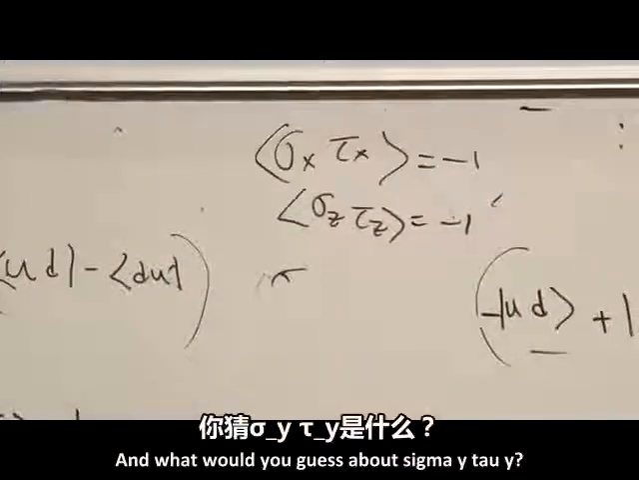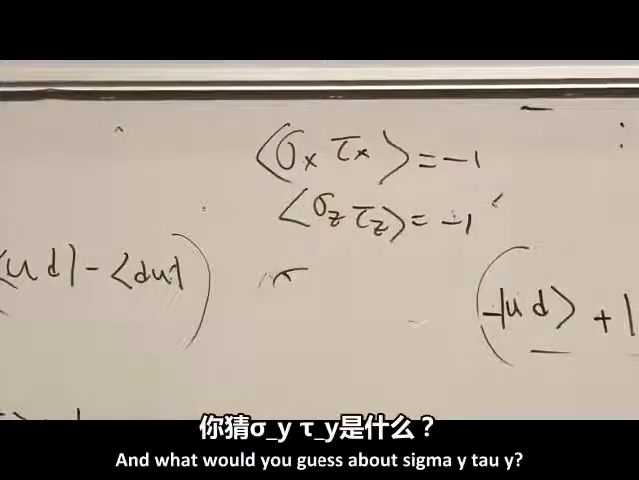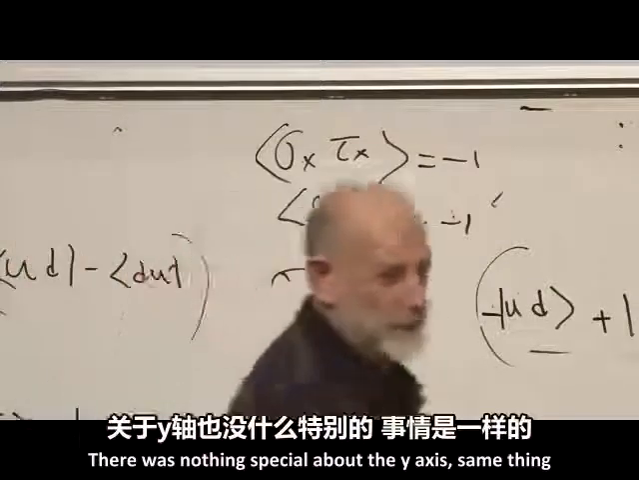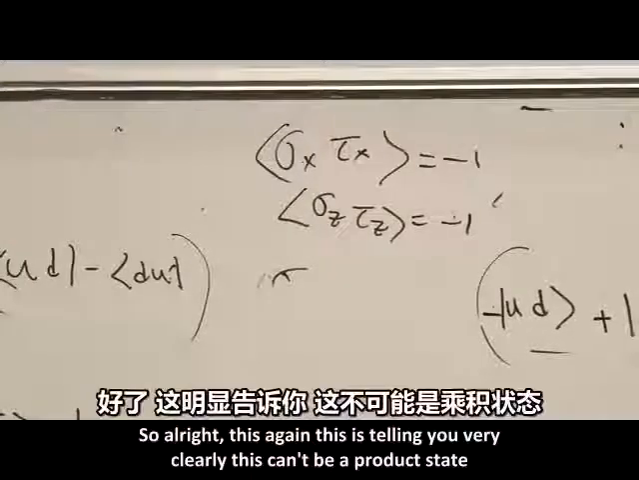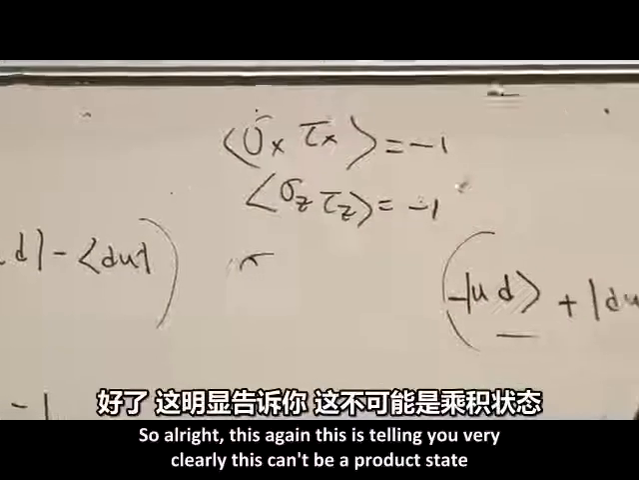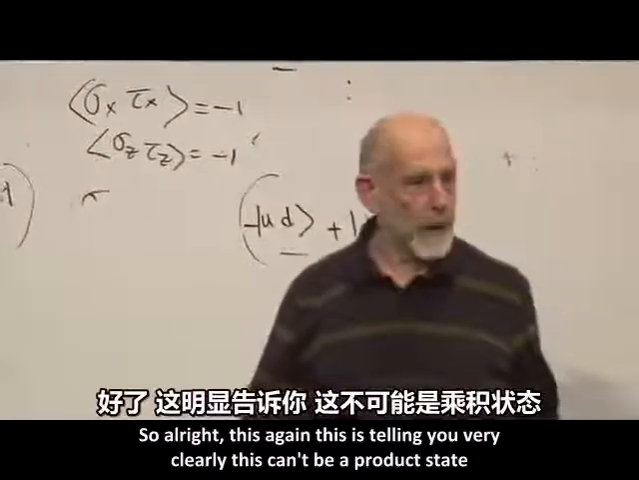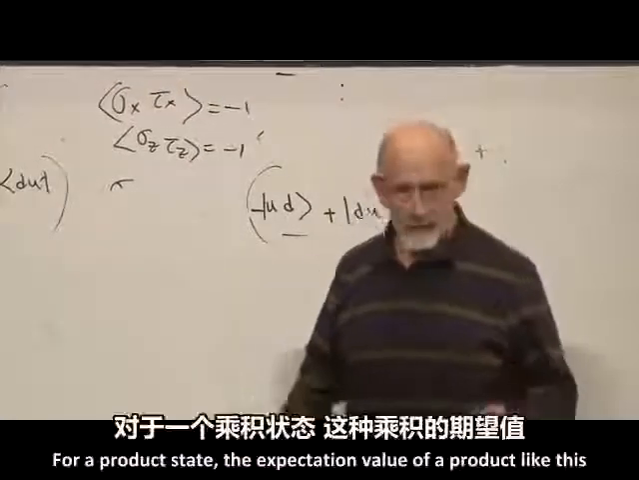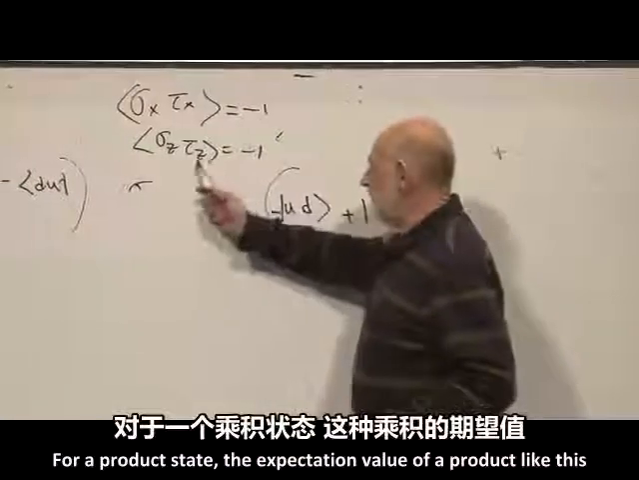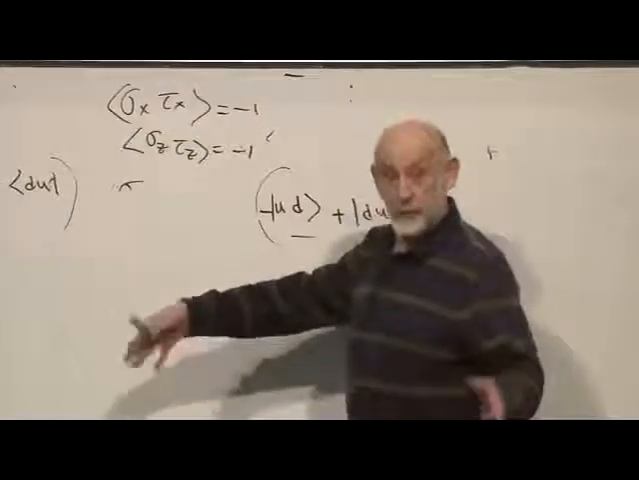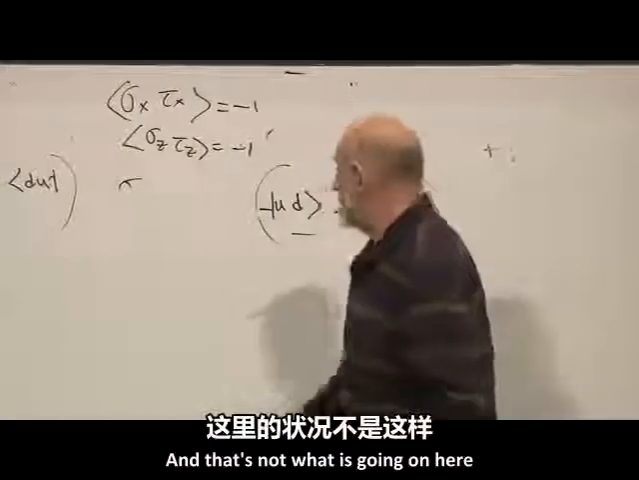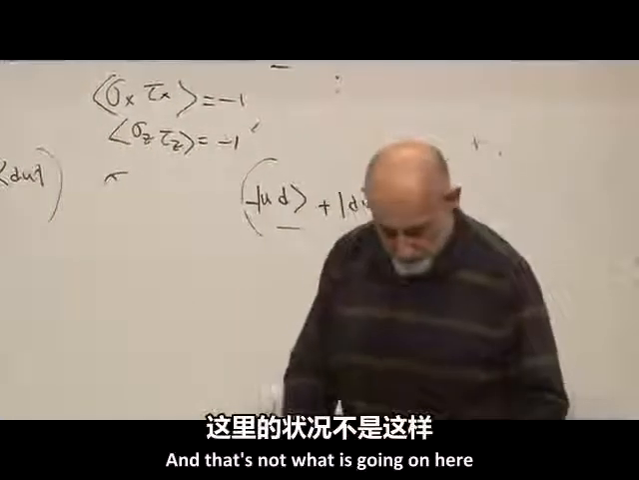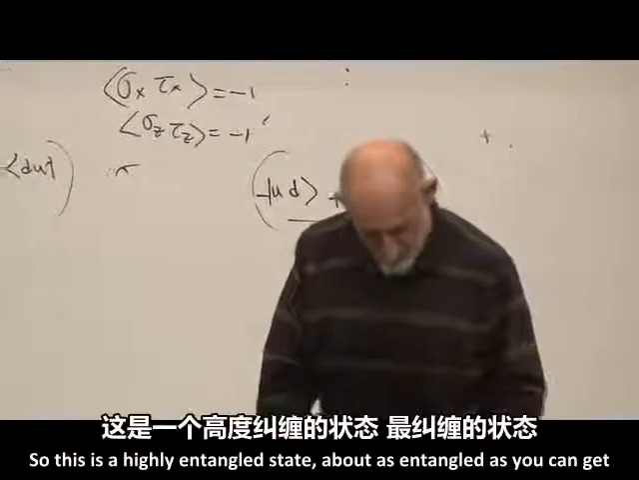And what would you guess about sigma y tau y? Now, there's nothing special about the y-axis, same thing. Also has an expectation value equal to minus 1. So, all right, this, again, is telling you very clearly this can't be a product state. For a product state, the expectation value of a product like this would just be the product of expectation values. And that's not what's going on here. So this is a highly entangled state, about as entangled as you can get.